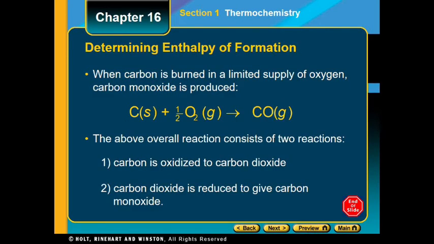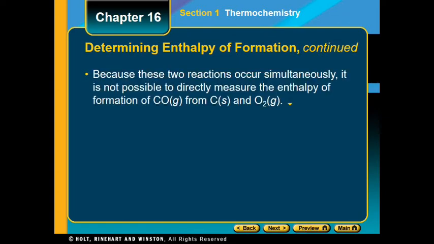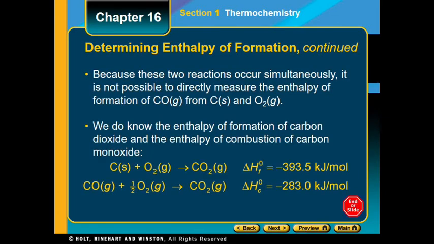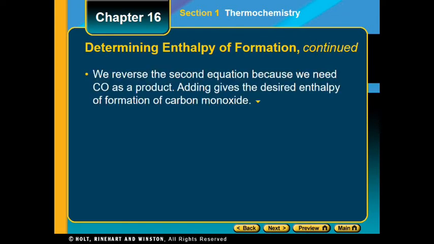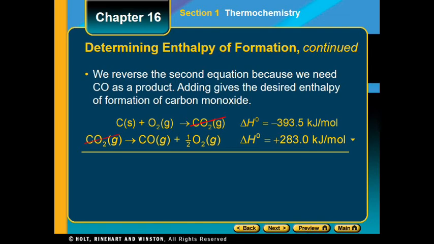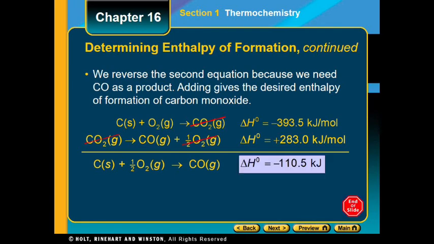Here's another example. You've got carbon plus oxygen giving carbon monoxide. If you wanted to determine the enthalpy of formation, again, these are the values that are going to come from that table. You've got your carbon to carbon dioxide, and your carbon monoxide to carbon dioxide. And it says you would reverse the second equation because you need carbon monoxide as a product. And when you add all that up, you get the negative 110.5.